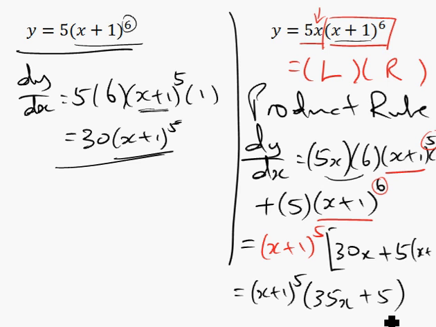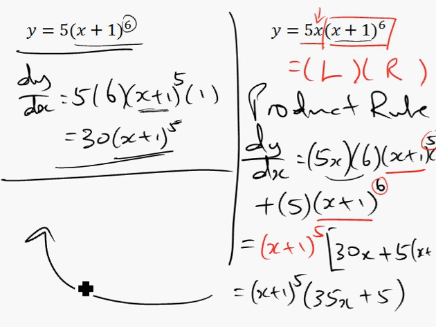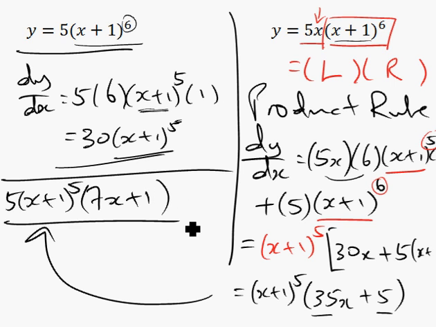I can further simplify this some more. Let me just give myself a bit of space here. I can further simplify this to get (x plus 1) to the power of 5. I can see that this and this can be factorized out. So I'm taking out the 5, putting it in front. This becomes 7x plus 1. Okay, this is my final answer.